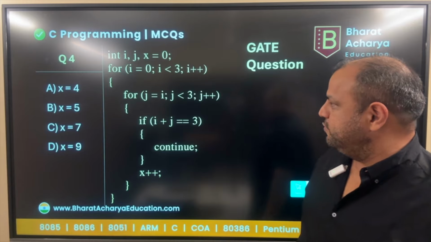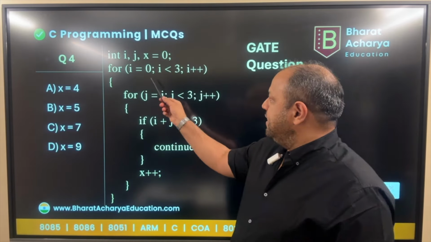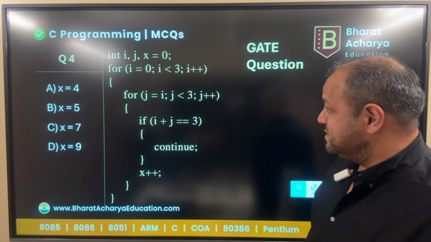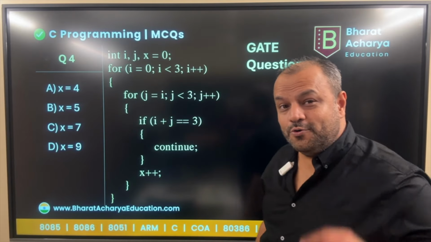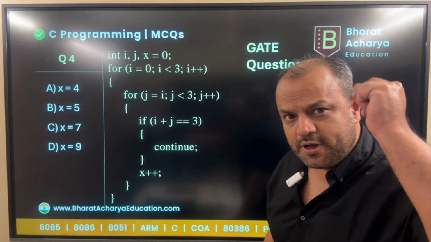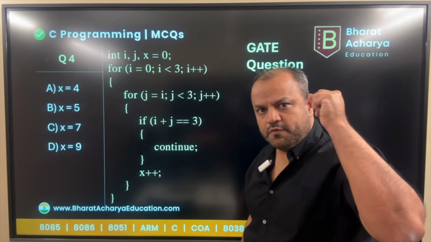I, J, X. You have to get me the value of X after the program. For I = 0; I < 3; I++. By now you know instantly that this outer loop will do 3 iterations. Are you clear? By now this should strike you instantly. This is the fourth question on for loops that we are doing.